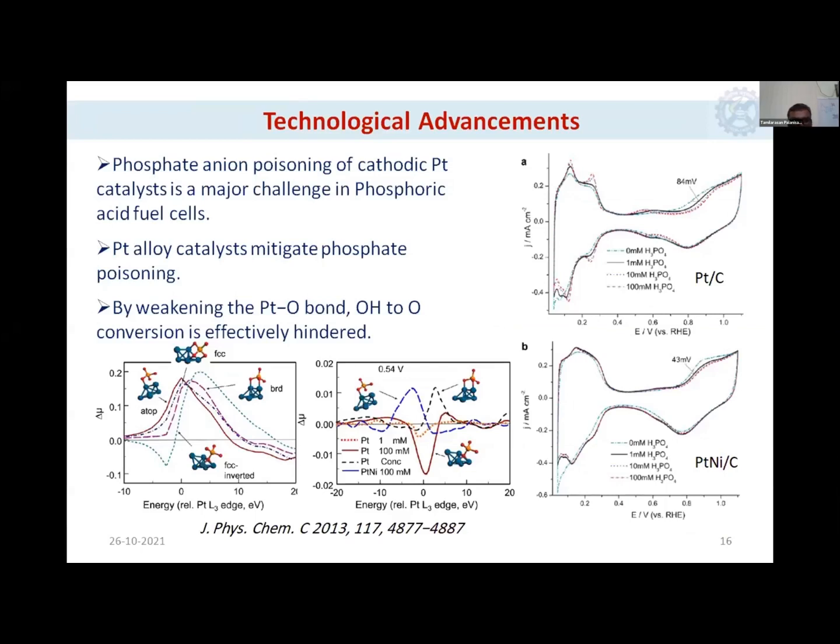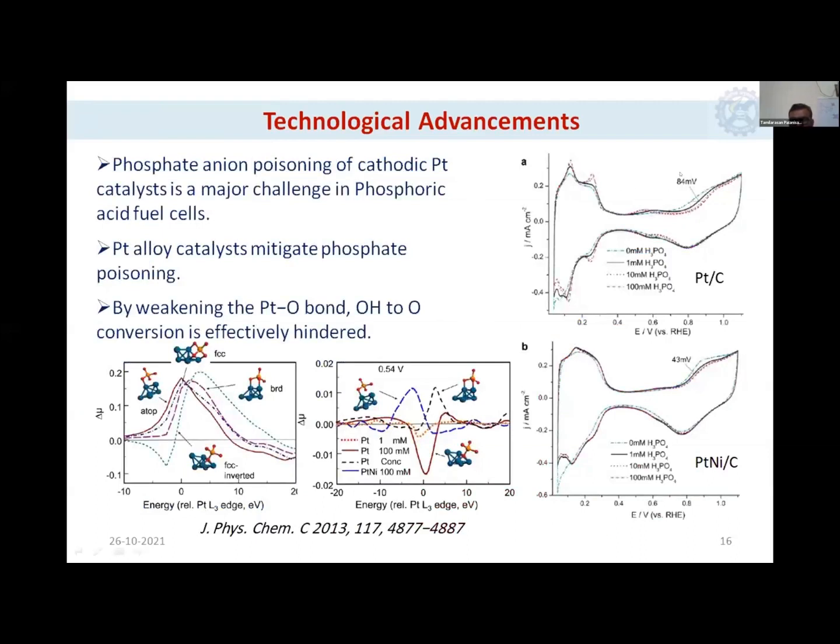For instance, in this work they have demonstrated platinum nickel alloy. In this platinum nickel alloy, the Pt-O bond is weakened, and because of that, the hydroxide to oxygen conversion is effectively hindered. So this leads to the improved efficiency. And that is what you are seeing here.